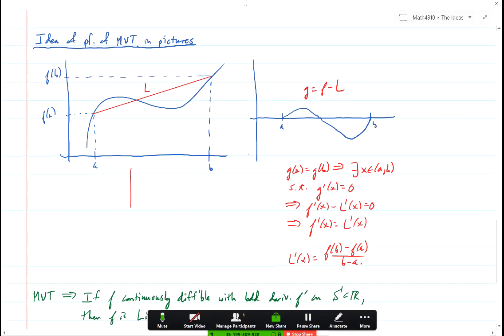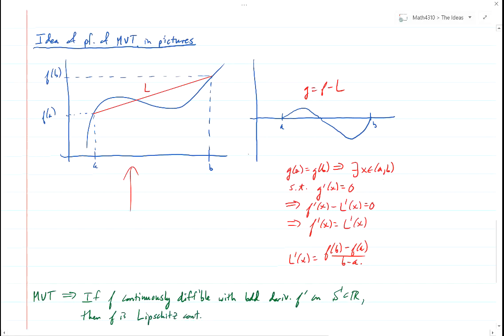Here's my function, a graph of my function f of x from a to b. And the idea is f of a and f of b are maybe different. And this means that Rolle's theorem does not apply here, right? I don't know that there's some point where the derivative of f is equal to 0, and that's not even what I'm trying to show.